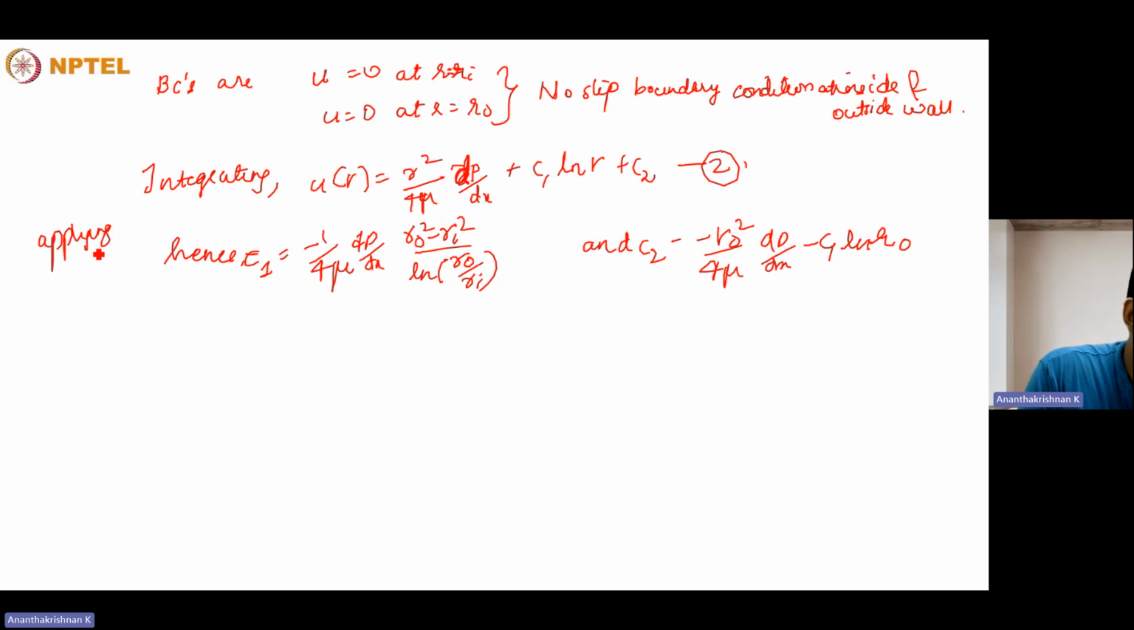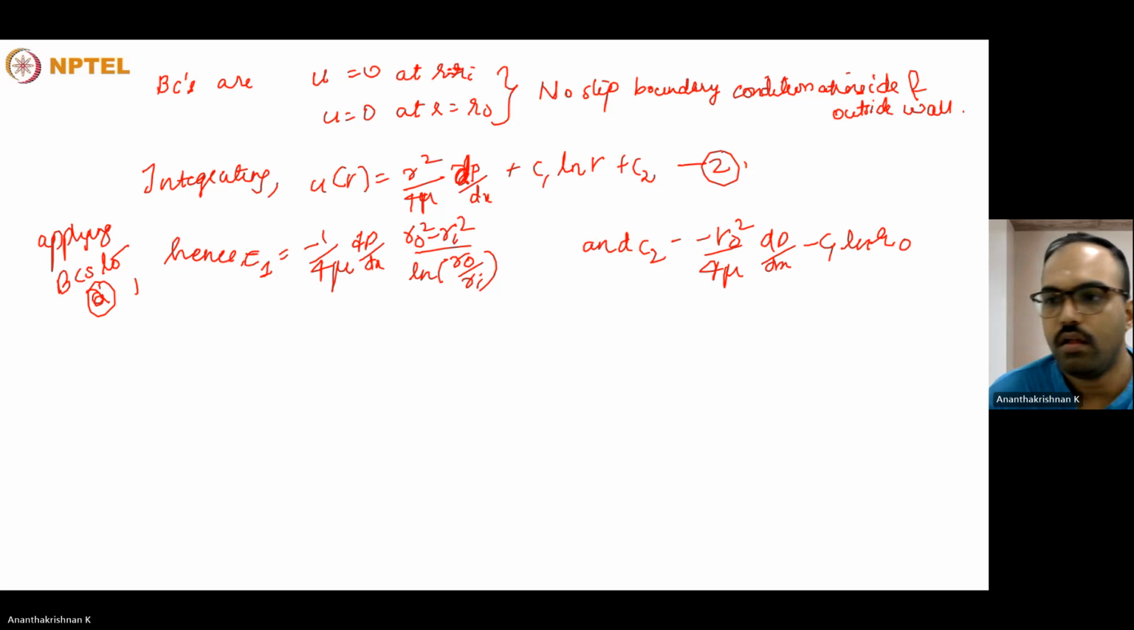Applying boundary conditions to the integrated form and substituting these values, we'll get C1 in this form, and substituting C1 in C2, we'll get the value of C2 as well. Then back substituting, we'll get the value of U. Then we'll do some algebraic manipulations to this equation, and then we can represent the equation in a much better manner.